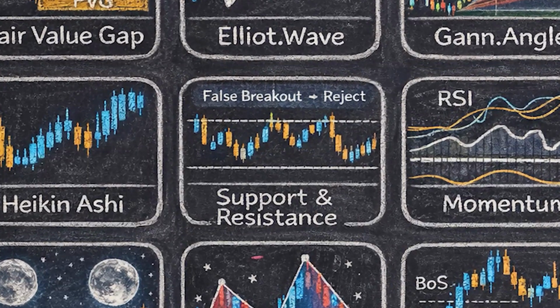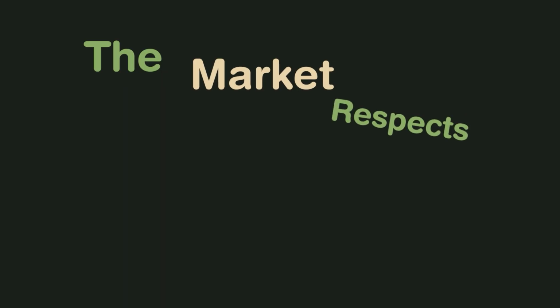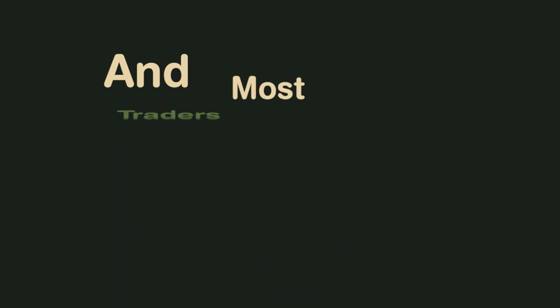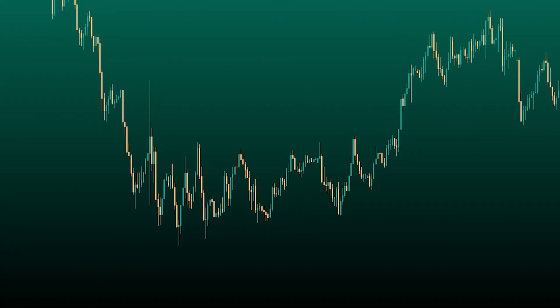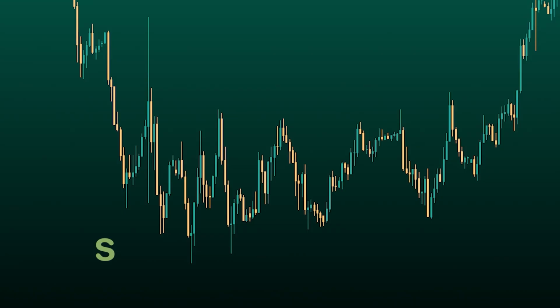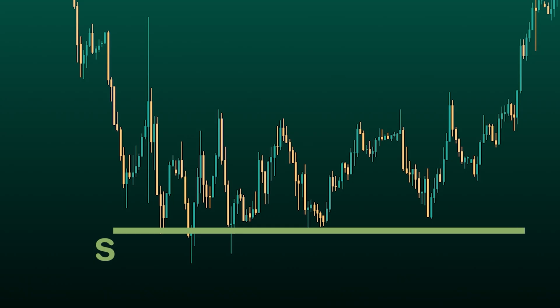Support and resistance. The market respects certain levels over and over again, and most traders ignore them. These levels are called support and resistance. Support is an area where price tends to stop falling and move higher. Resistance is an area where the price tends to stop rising and move lower. These levels form because traders consistently buy and sell at the same price.